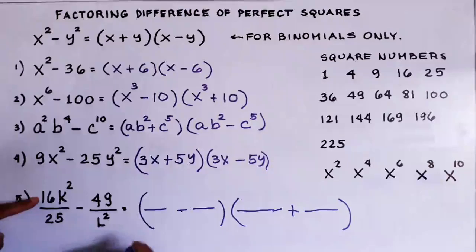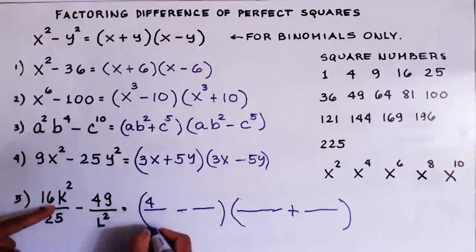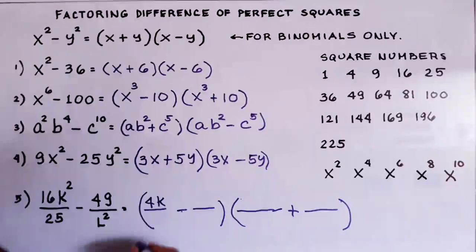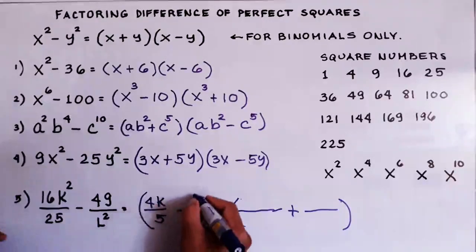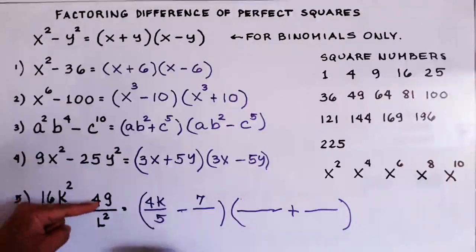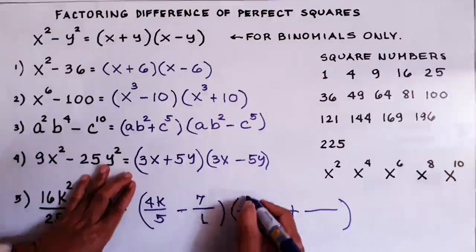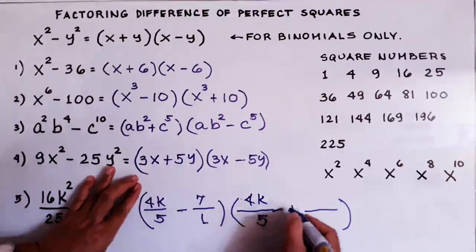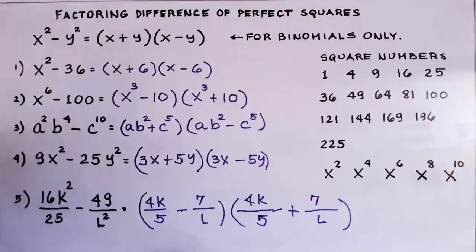Alright, square root of 16 is 4, because 4 times 4 is 16. Square root of k squared is k. Square root of 25 is 5. 49 is 7 times 7. L squared is L. Then we copy 4k, and then 5, and then 7L. That's it.